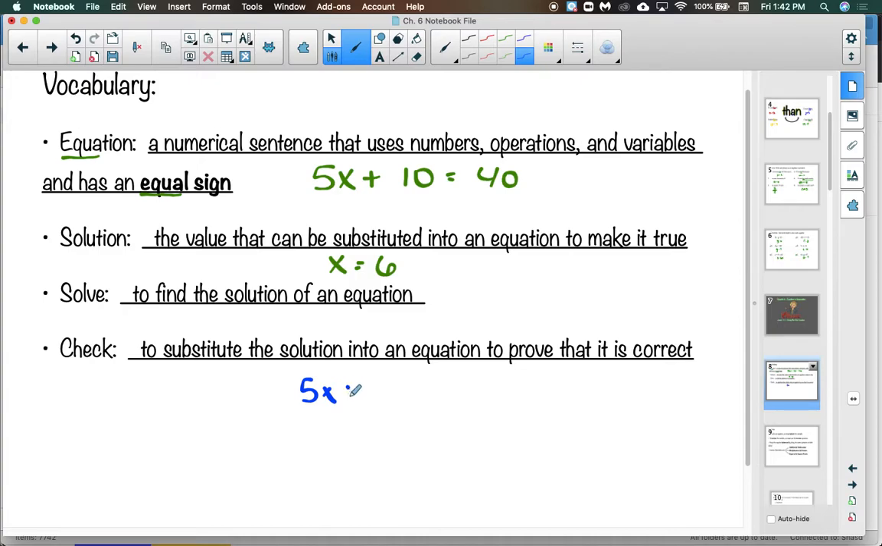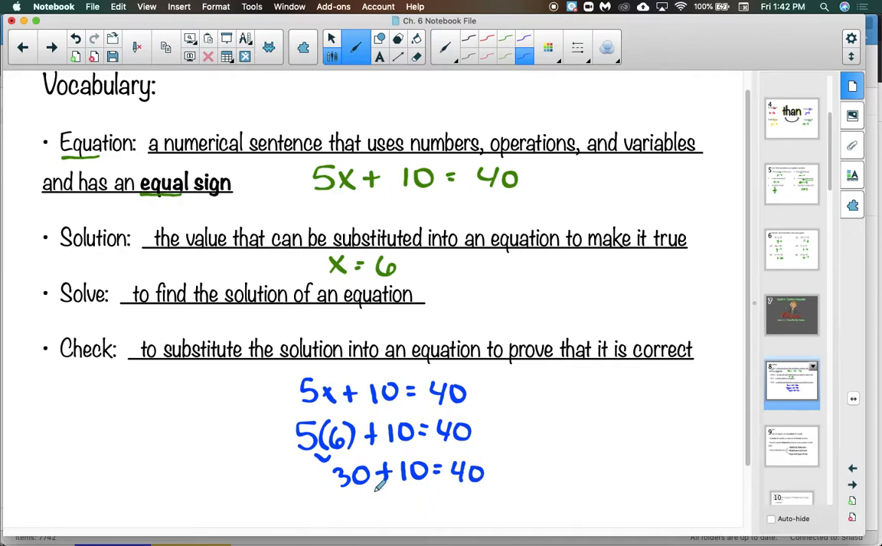So I start off with the equation 5x plus 10 equals 40. And I take my 6 and I substitute in for x. Now remember, I want to see you substituting with parentheses, especially in a position like this, because we know 5x means 5 times x, and 5 next to the parentheses means 5 times 6 as well. So what we do to check is we simplify this left side of the equation, following the order of operations. 5 times 6 is 30. Write everything else down. 30 plus 10 is 40.